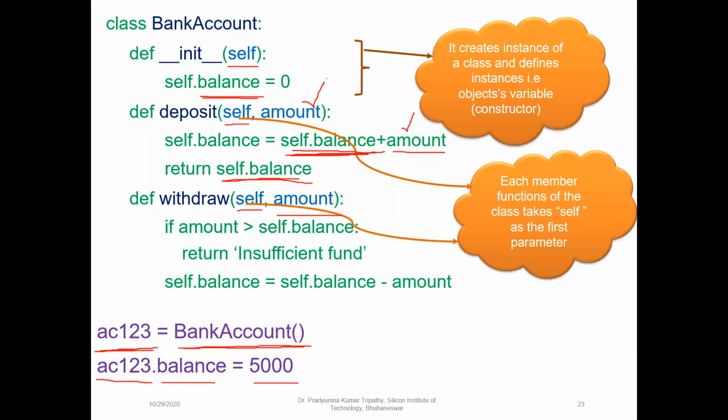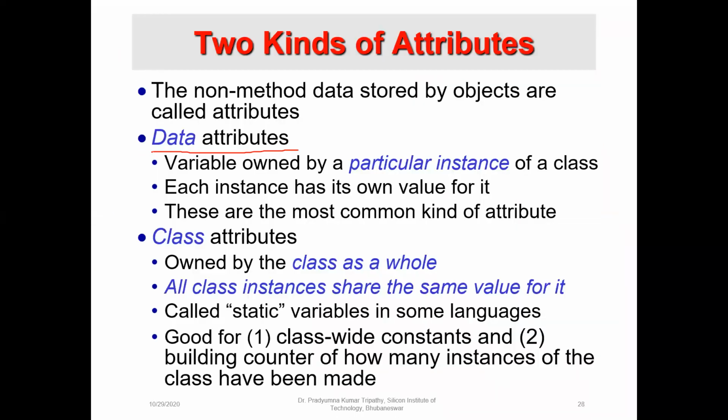So you may create a number of objects. For every object, the balance will be different. Those are data attributes. So each instance has its own value for it.